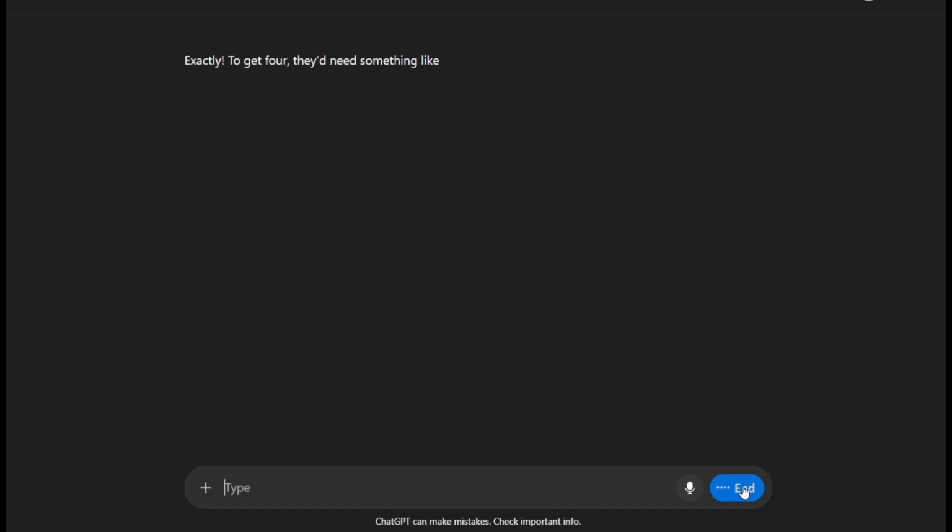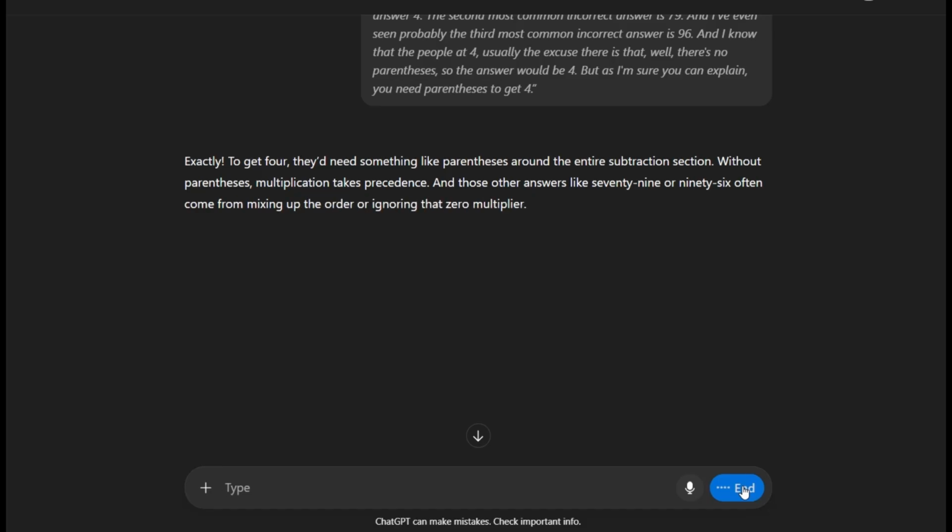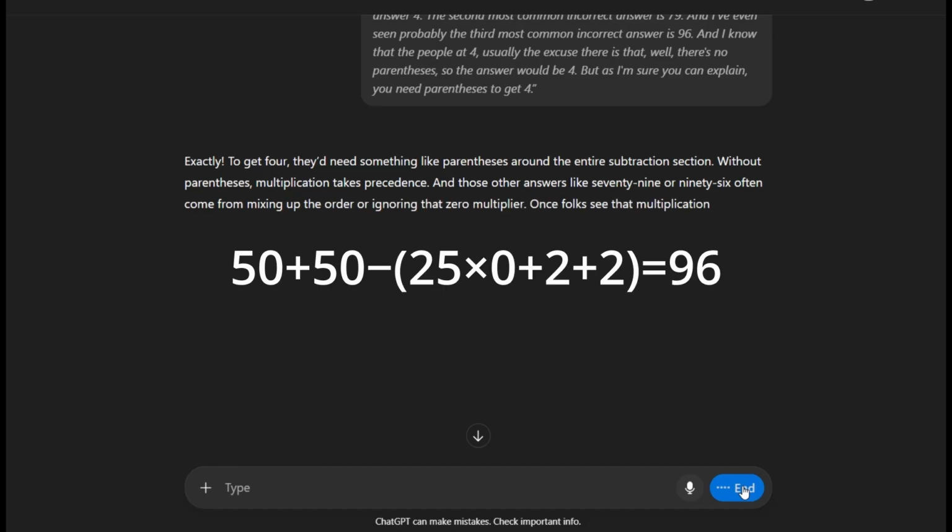Exactly. To get 4, they'd need something like parentheses around the entire subtraction section. Without parentheses, multiplication takes precedence. And those other answers, like 79 or 96, often come from mixing up the order or ignoring that 0 multiplier. Once folks see that multiplication always comes first, it clears up the confusion.